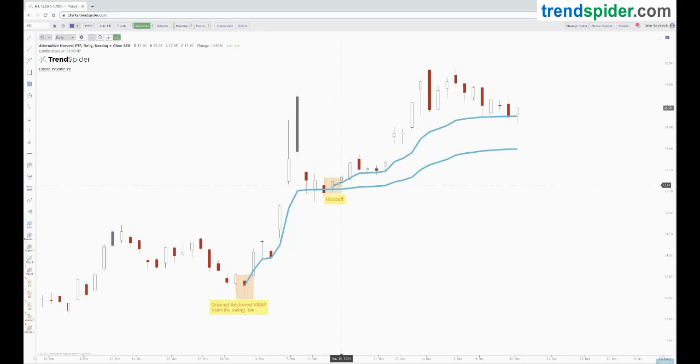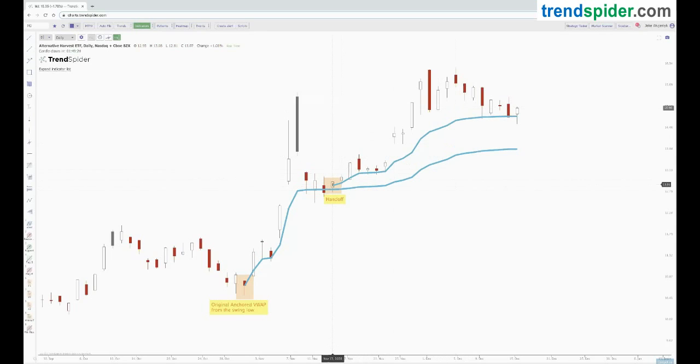What the handoff approach really focuses on is essentially anchoring another VWAP from the last candle to test the original VWAP. That sounds a little complicated, but it's really pretty simple. You're anchoring from the original low. Once the price action starts to move up from there, you want to anchor another VWAP from that last candle that touched this original VWAP. Notice here, this is the last time that we test this area before moving up.